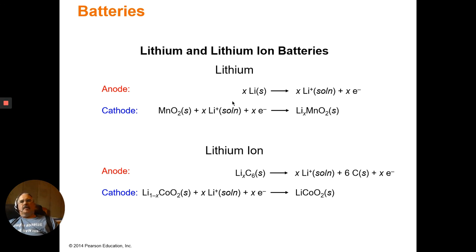Today, heart pacemakers actually use a radioactive isotope, plutonium-238. But lithium and lithium-ion batteries are still widely used in a variety of places. Also, they're used in electric cars.